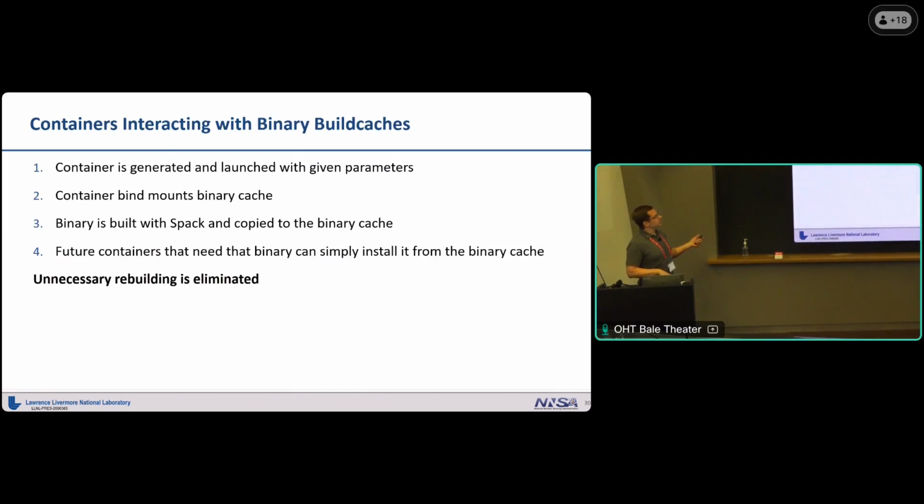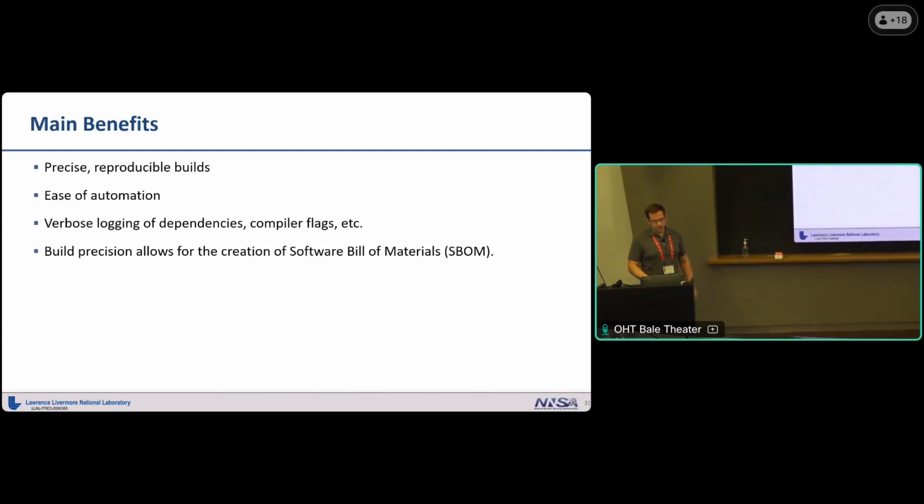what we do is the container is generated and it launches with given parameters. It mounts a binary cache that's already on the system, or in some place on Lustre, and then the binary is built with Spack, and then the resulting binary is copied back out to that binary cache, and again, it's just relocated back to that binary cache using Spack's built-in functionality. Future containers can then continue this process and get the binaries. And so we think that this has a lot of benefits.